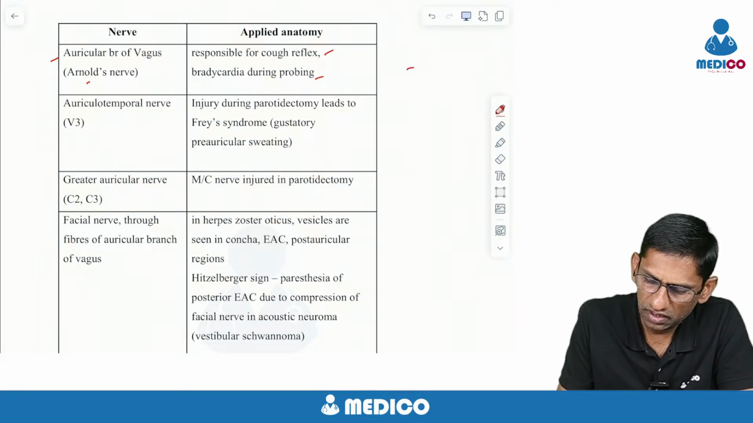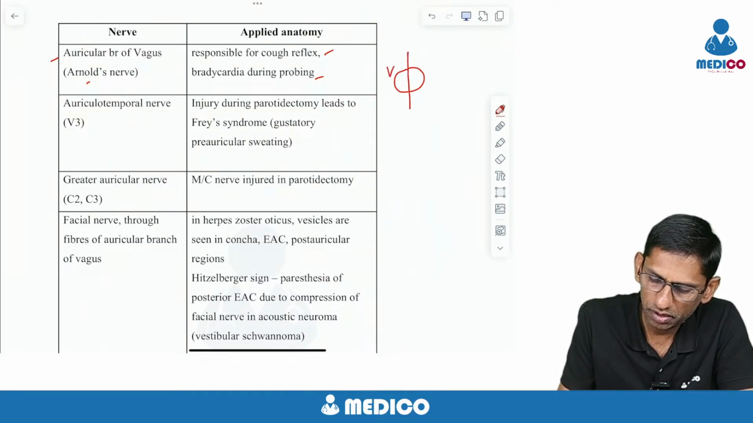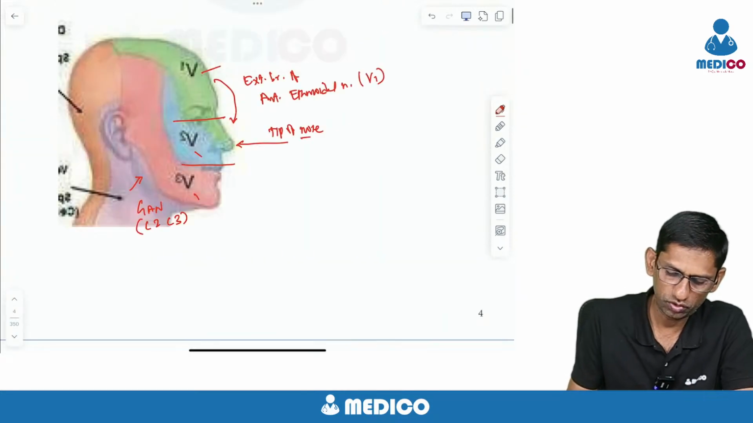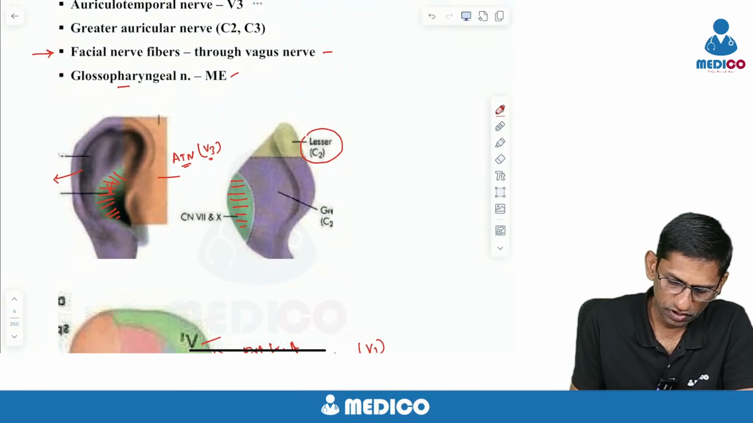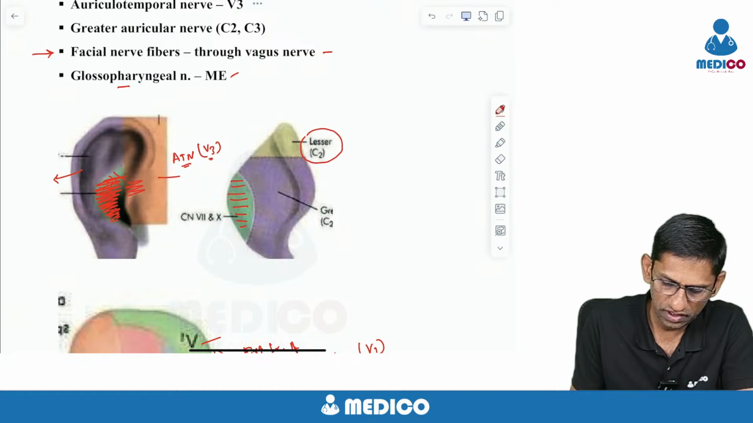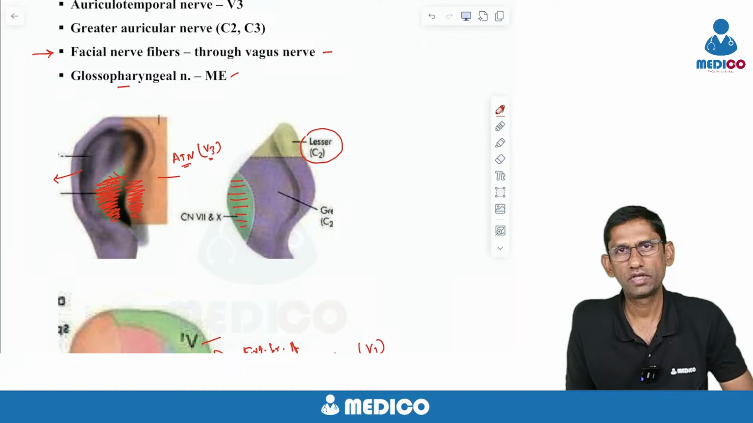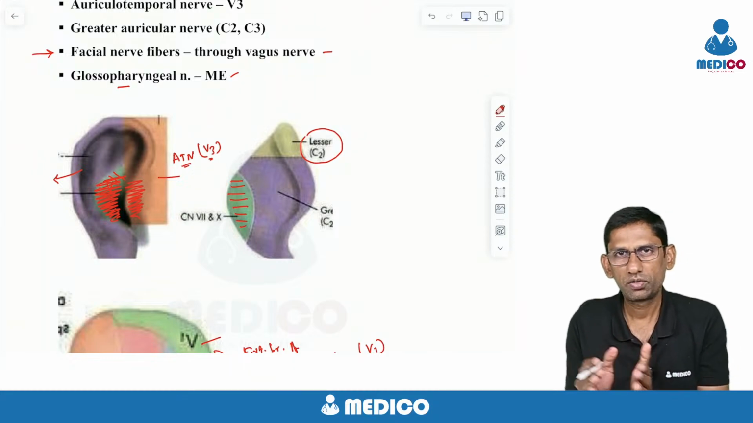And if you take the external meatus, the posterior part of the external meatus is supplied by the vagus, and the anterior part of the external meatus is supplied by the auriculotemporal nerve. As in the picture you can compare, the posterior part is by the vagus and the anterior part is by the auriculotemporal nerve. The tragus and the anterior wall of the external meatus are supplied by the auriculotemporal nerve.